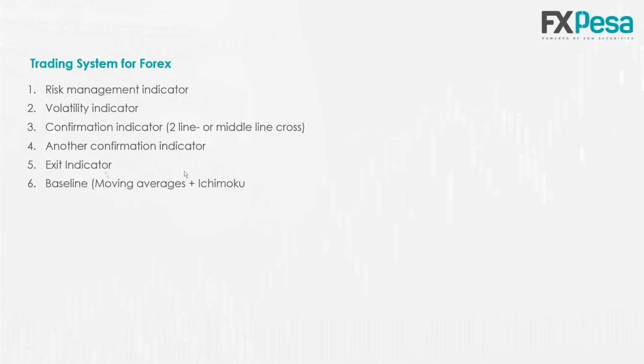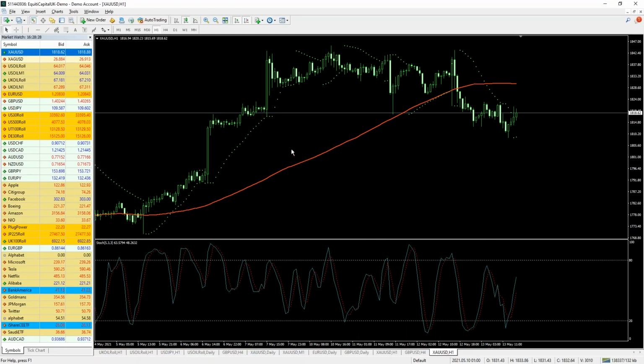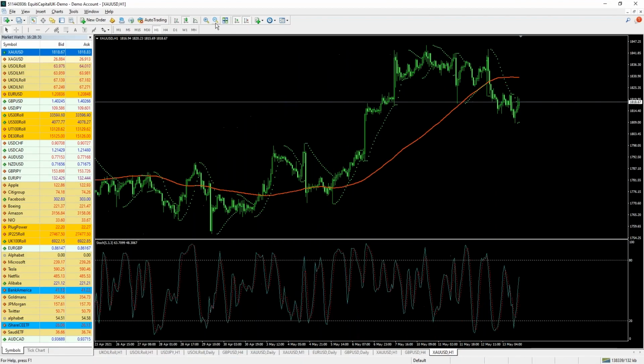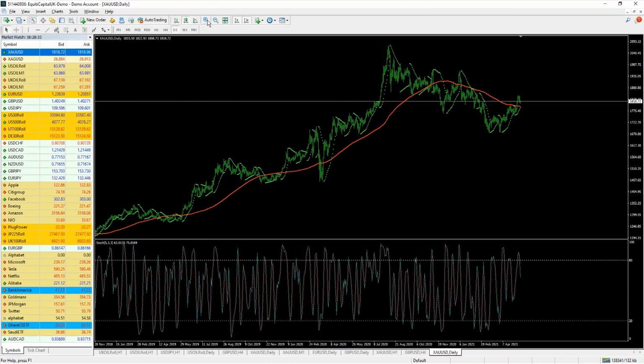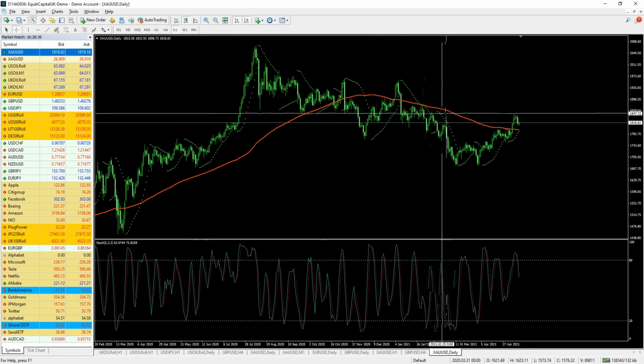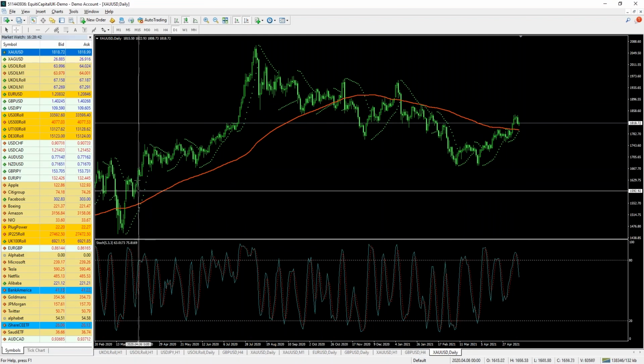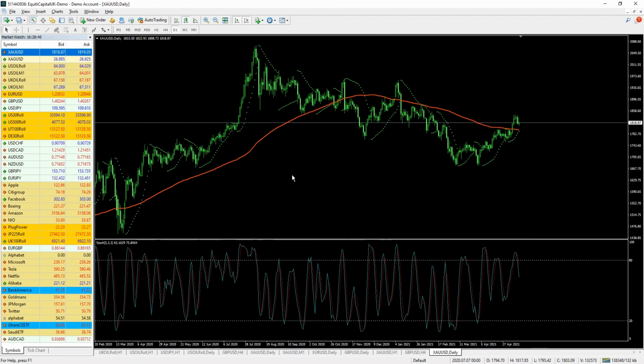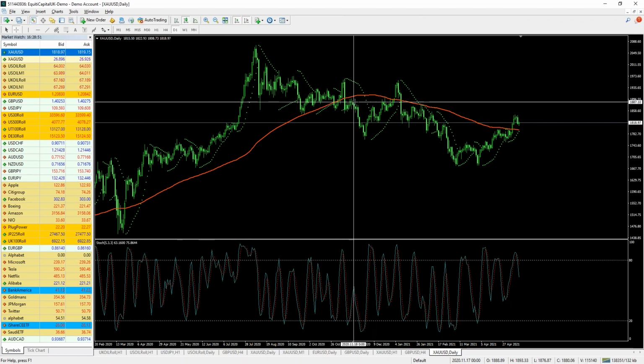Also, we need something that tells you whether prices are going up in general or going down in general. It doesn't tell you to enter now, but it allows you to either only buy or only sell. That's a baseline. For instance, over here, if you look at the moving average, whenever prices are above the moving average, I'm allowed only to take buy signals from any other indicator.